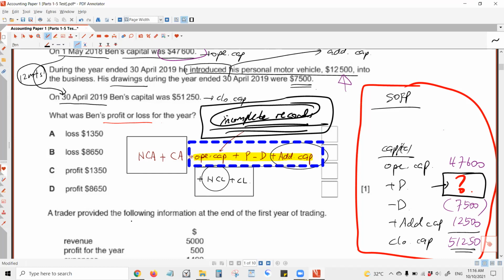Okay, how to get the answer? Start with 51250. Okay, you can get the answer from this equation. I got a negative 1350. Okay, so what does the negative indicate? The negative indicates it's a loss. Okay, negative 1350. So answer is A. Okay, answer is A.